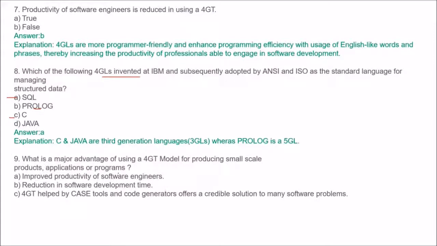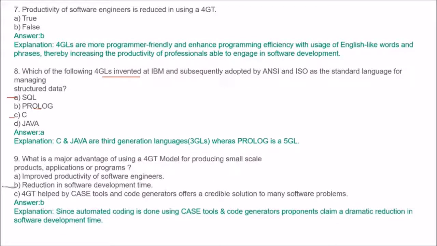Next, what is the major advantage of using the 4GT model for producing small scale products, applications or programs? The answer is B, reduction in software development time. Since you have automated coding, which is done using CASE tools and code generators, proponents claim a dramatic reduction in the software development time.